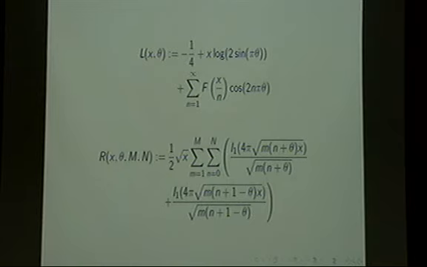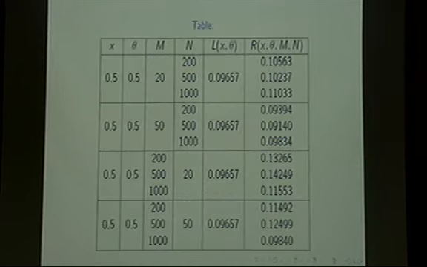So let me just give a few numerical calculations to show you that this double series seems to converge very slowly. L of x, theta is everything in the identity except the double series, and the R here is a partial sum of the double series. So here are just a few numerical calculations. Let's look at the top three here. We want these partial sums to tend to 0.09657.